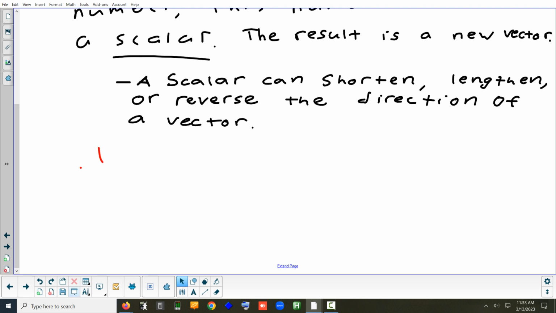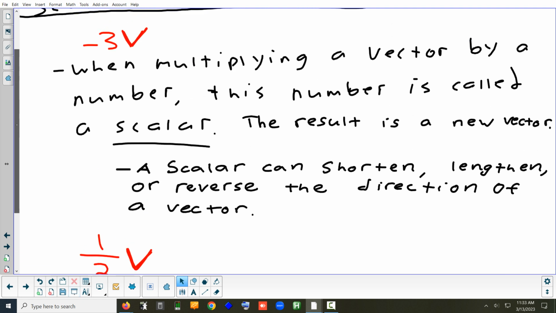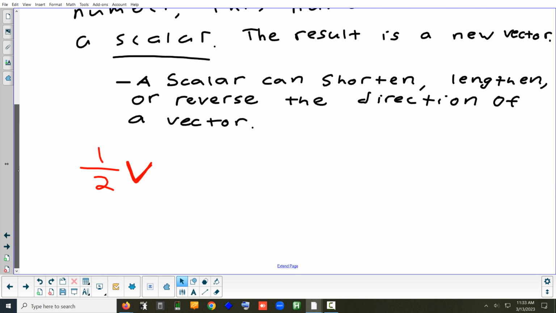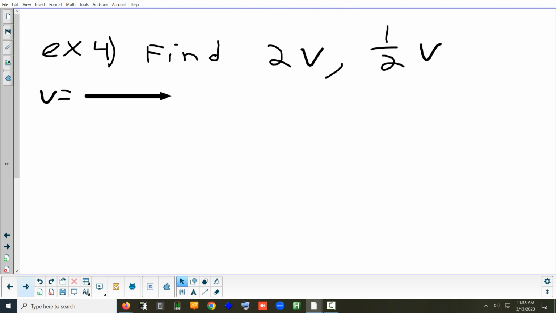So this is an example of a scaling that would make the vector half as long. This is an example of a vector that would be 3 times as long as the original and point the opposite way. So now we're going to talk about visually how you scale a vector, like on graph paper. I'll show you that right now. So find 2v.